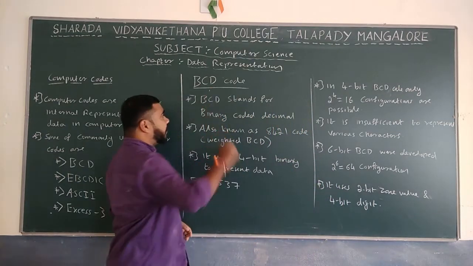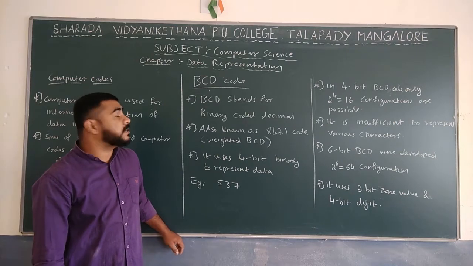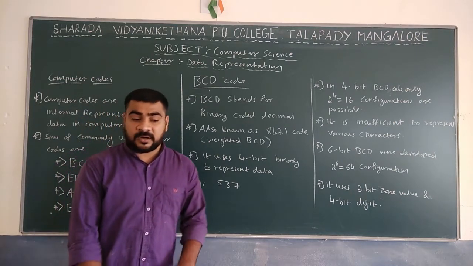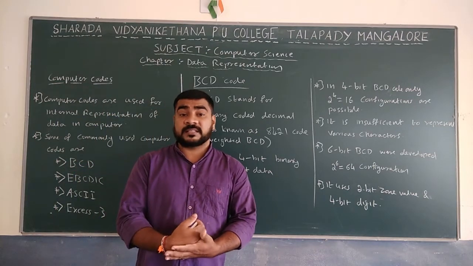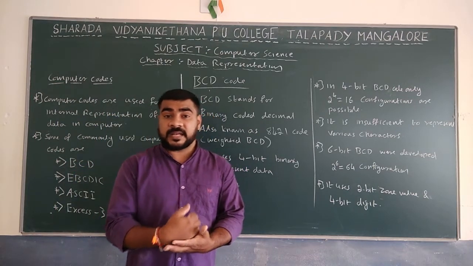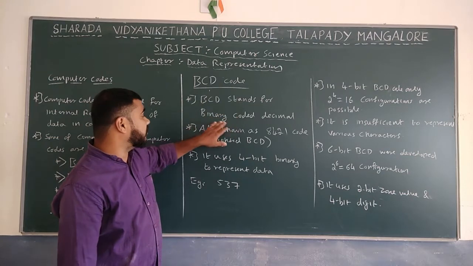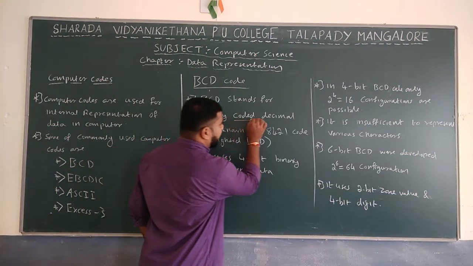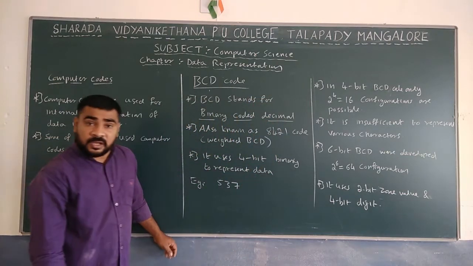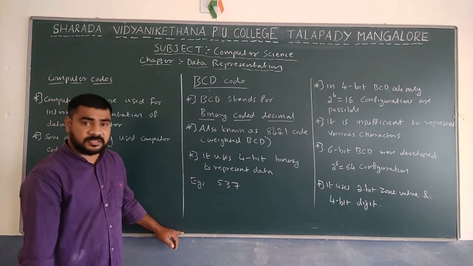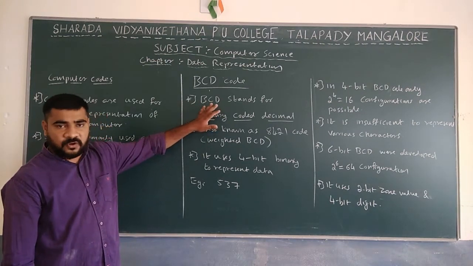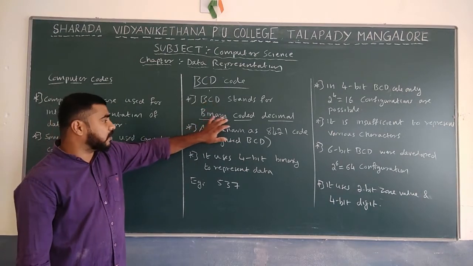The first one is BCD code. BCD means binary coded decimal; BCD stands for binary coded decimal. In this chapter some short forms are asked for 1 mark, so you have to study the short forms.